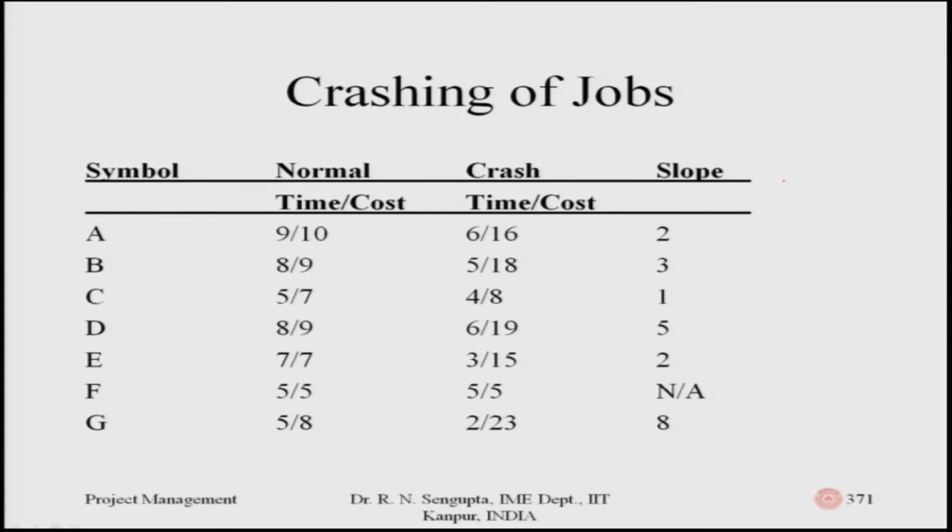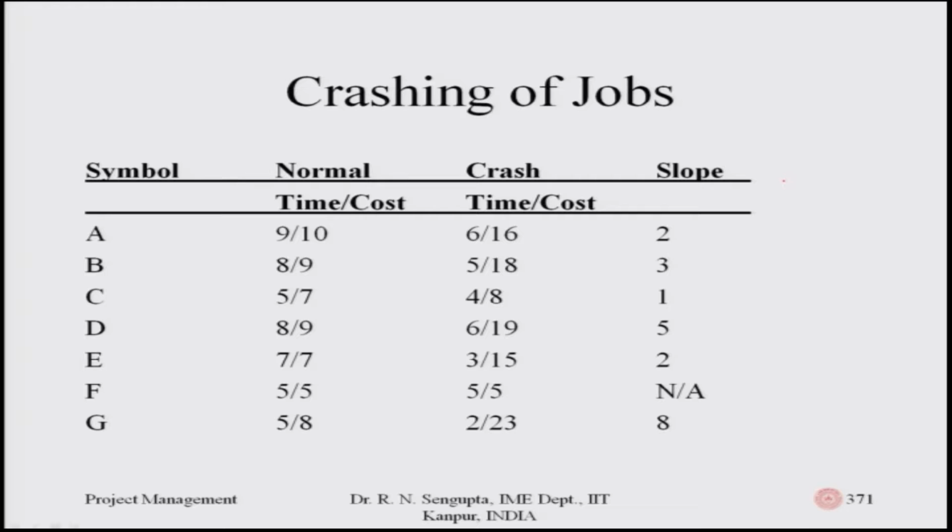So, the normal time for A is 9 and 10 is the cost. I am considering cost as linear, marginal rates are linear, not any nonlinear function. Similarly, for B it is 8, 9. So, 8 and 9 is the time and the cost. Similarly, for C it is 5, 7, D is 8, 9, E is 7, 7, F is 5, 5, G is 5, 8, and the crash time and the costs are given.